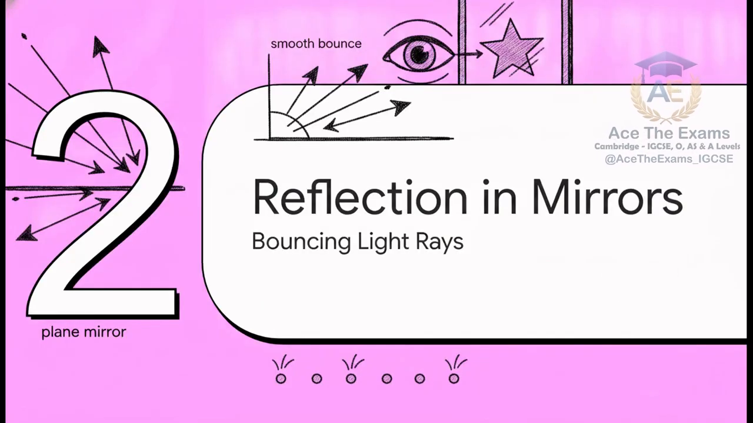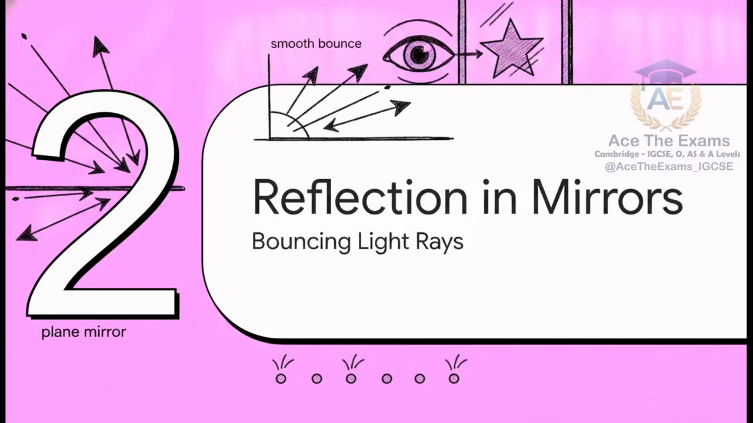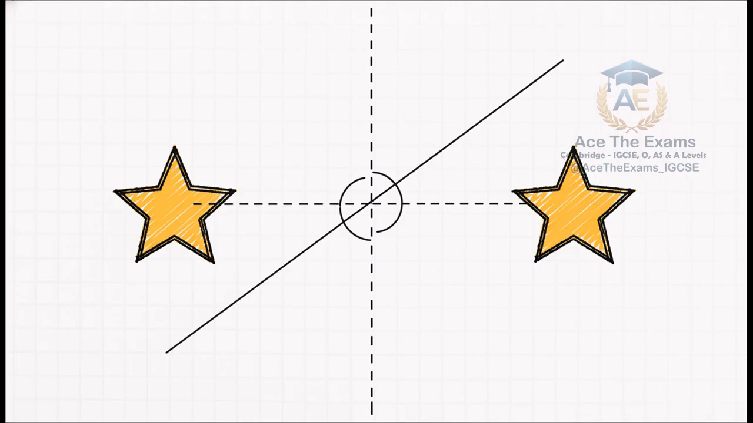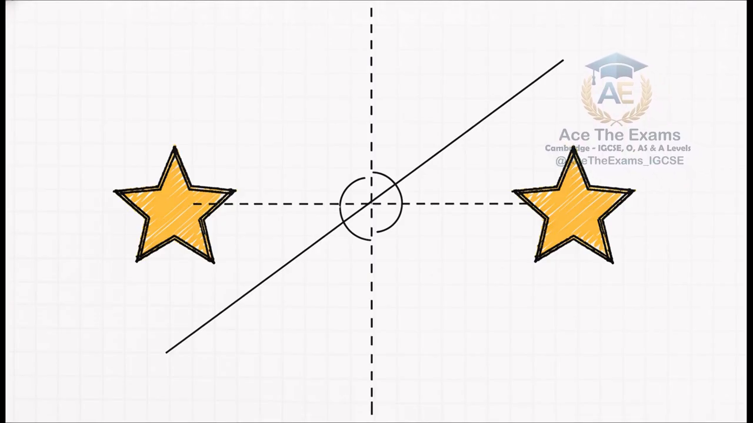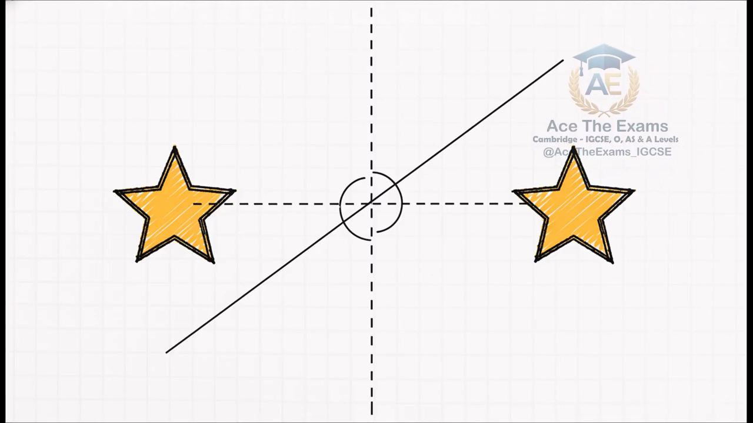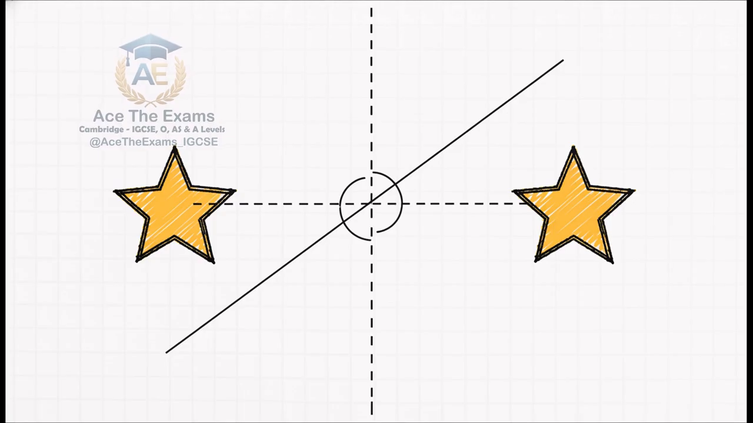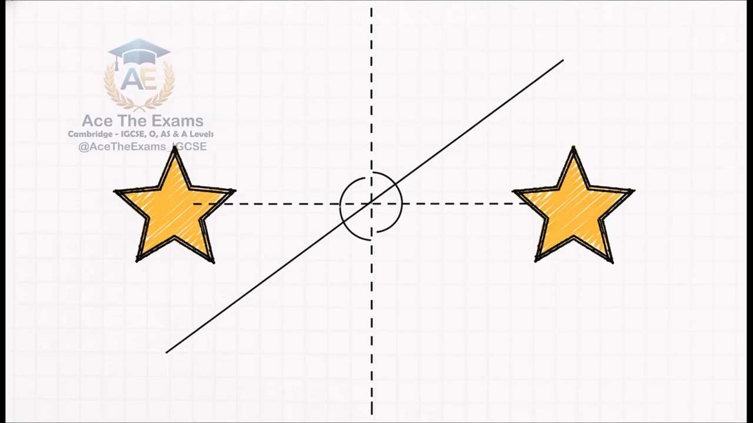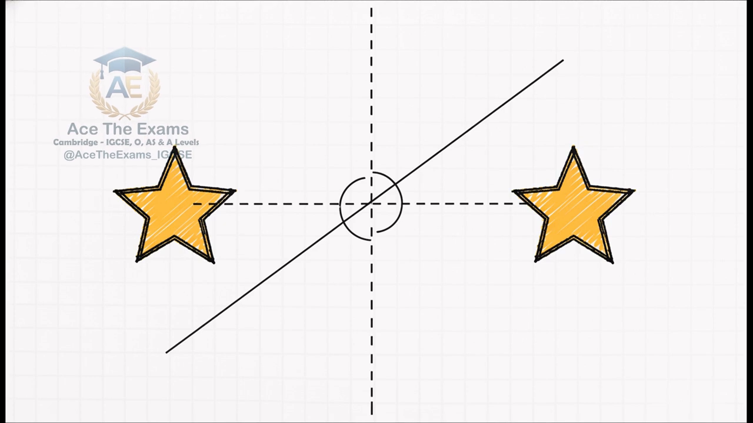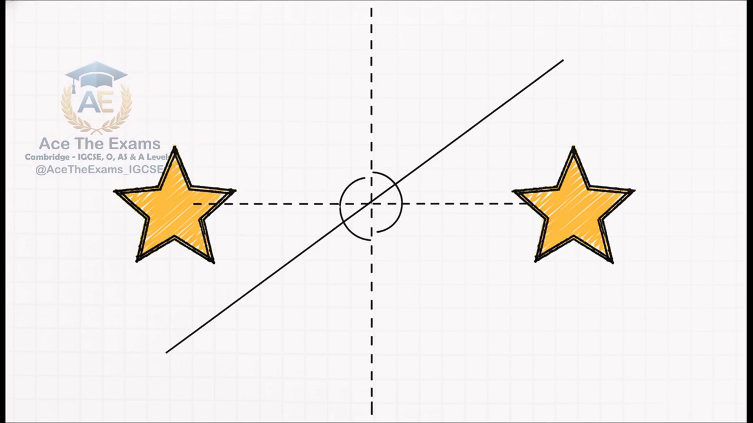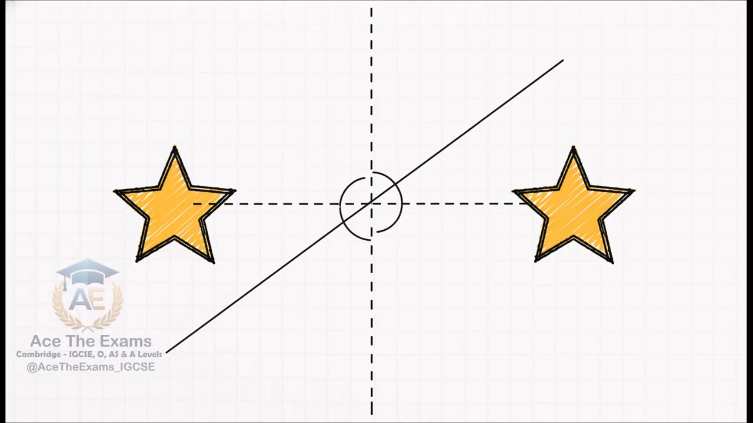Moving right along to Section 2, reflection in plane mirrors. Bouncing light. When you look into a perfectly flat plane mirror, the image you see follows some very strict rules. Rules you definitely need to memorize. First, the image is exactly the same size as the object. Second, it appears just as far behind the mirror as the object is in front. Third, the image is virtual, meaning light rays don't actually pass behind the mirror to form it. And the overarching golden rule governing all of this, the angle of incidence always equals the angle of reflection.